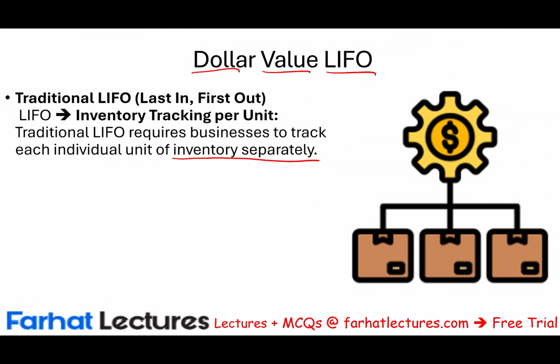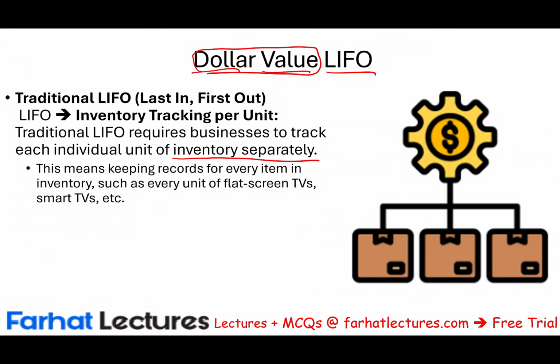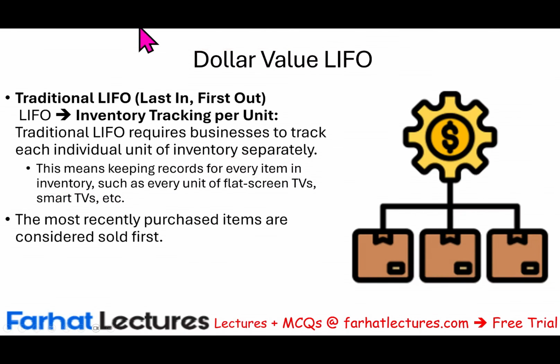Now, I did not mention this because it was obvious. This is the traditional LIFO. The dollar value LIFO is tracking your inventory through a dollar amount. And you will see what we mean by this and why we do so. How does it help? Well, the traditional method keeps a record of every item in the inventory, such as units of flat screen TVs, smart TVs, etc., separately. So the most recently purchased items are considered sold first.